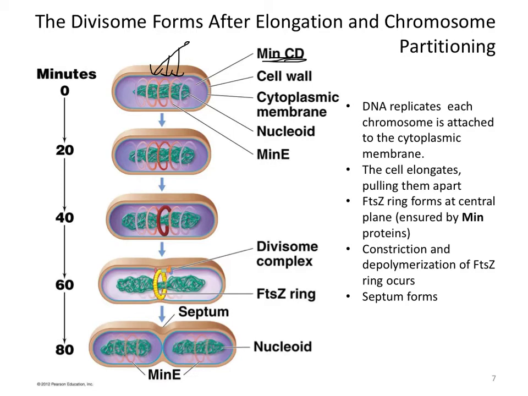So as the cells begin elongating, the Min proteins work together in the cell to control the timing of the formation of the FtsZ ring, allowing sufficient time to elapse for the elongating cell to pull the two chromosomes apart and keeping the formation of a septum at the exact midpoint of the elongating cell and nowhere else. So the Min proteins coordinate with the FtsZ proteins so that the septum forms at midpoint, exactly halfway, and so that the septum does not form prematurely, ensuring that the chromosomes make it into the new daughter cells.